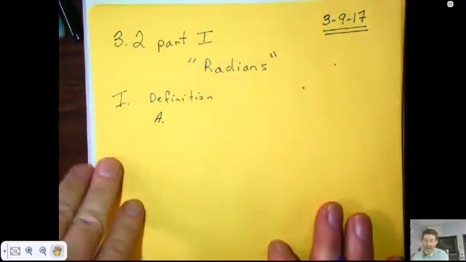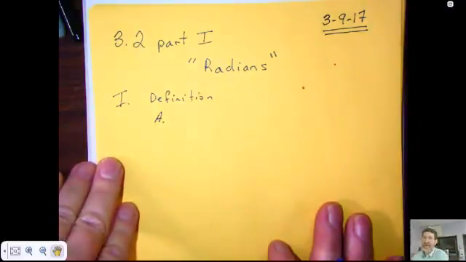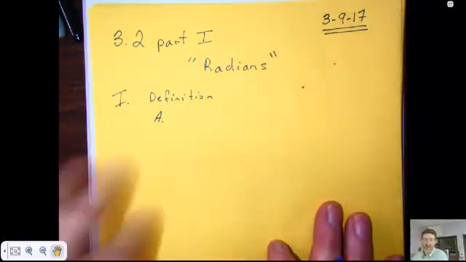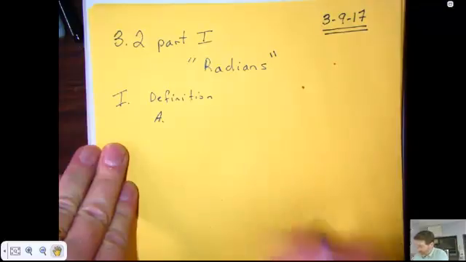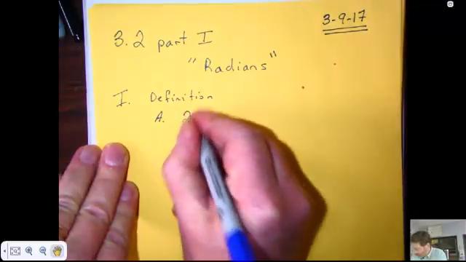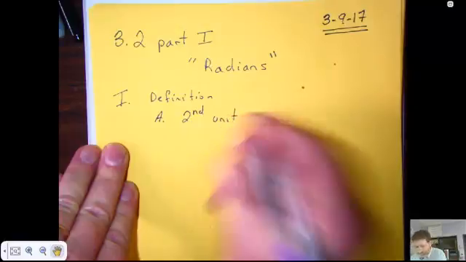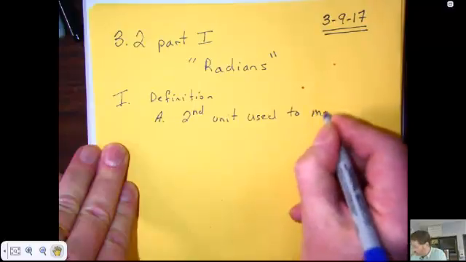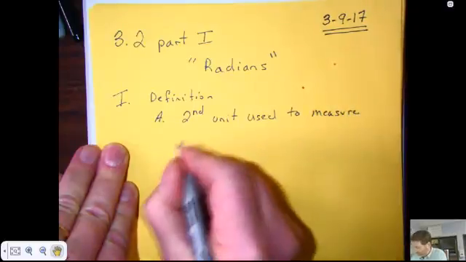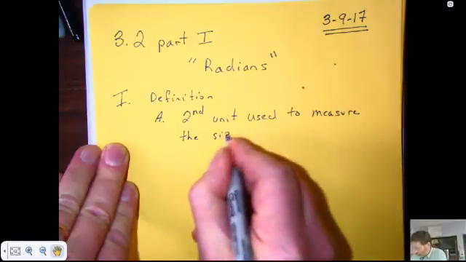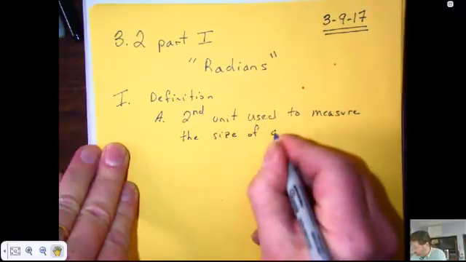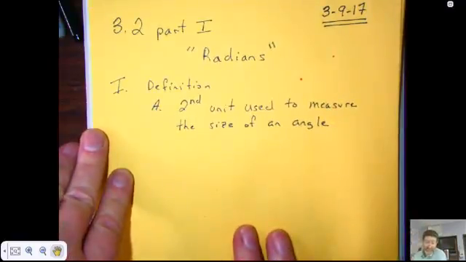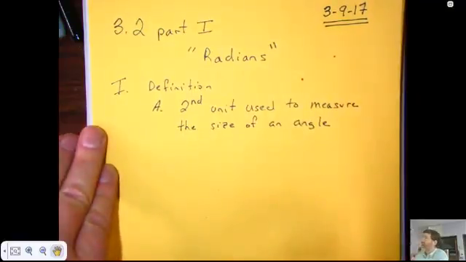And so also, keep in mind that if we do switch to radians, now if you're in physics or something else, you need to switch back. And so that's something you're going to have to start watching. So, this is just a second unit used to measure the size of an angle. That's all it is.